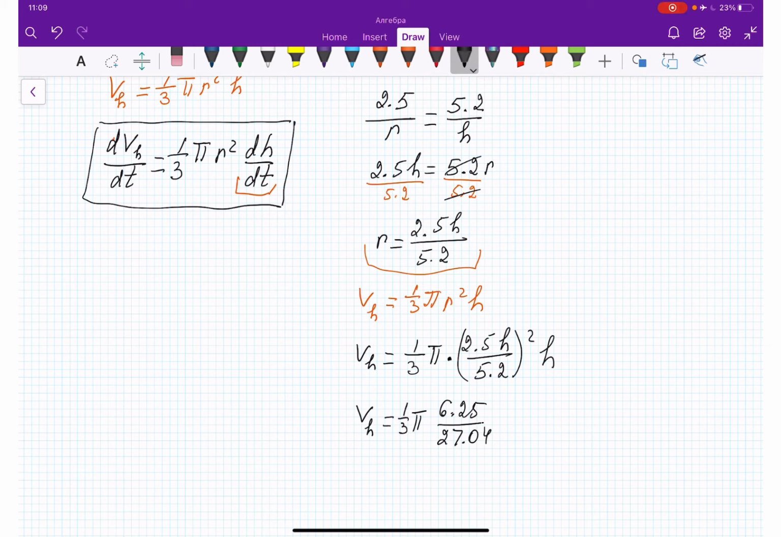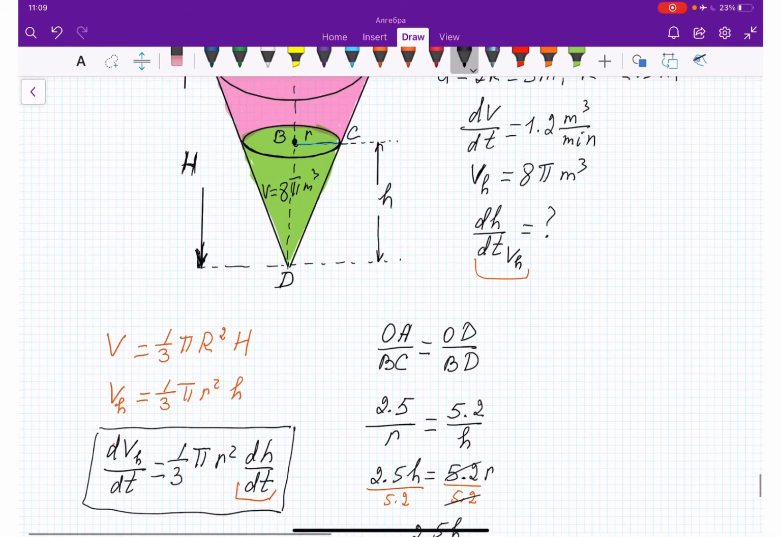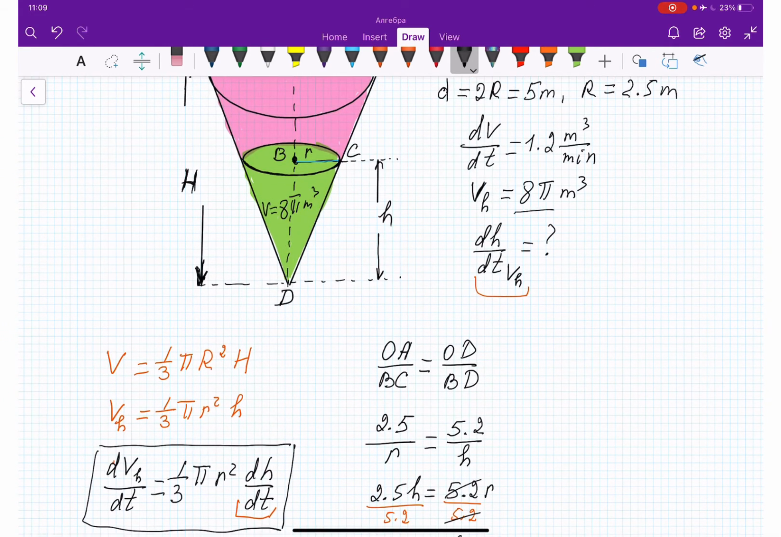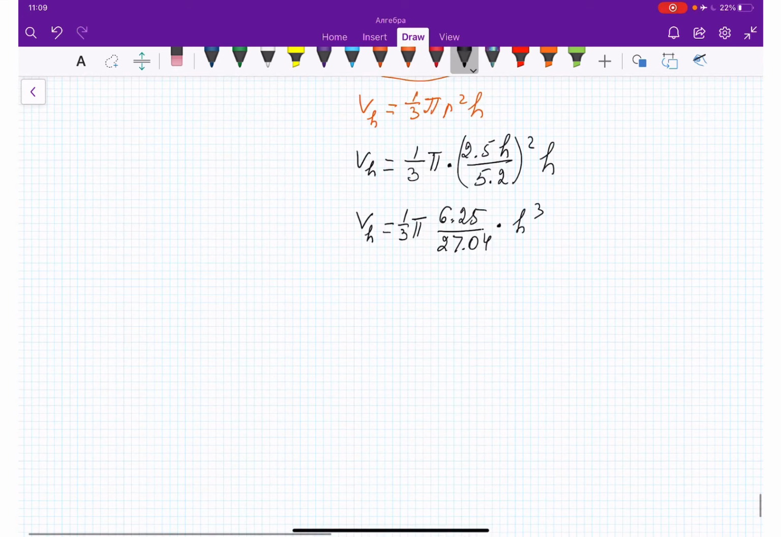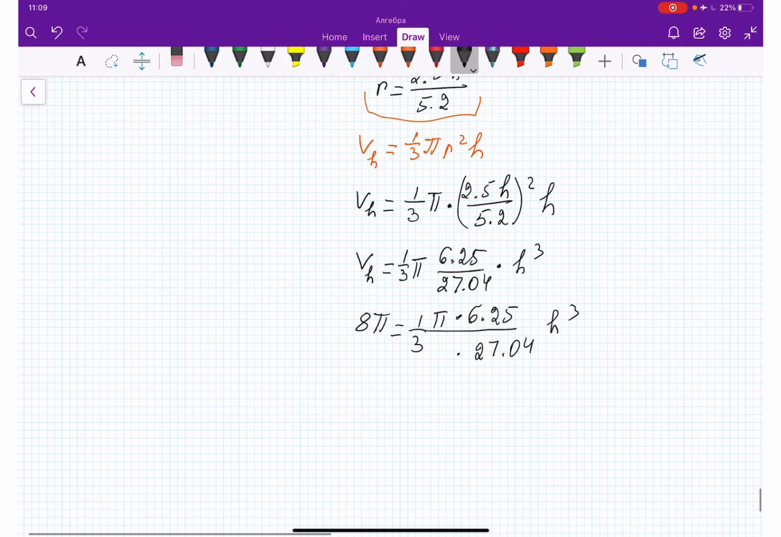Okay, and times h cubed, right? So we know that our volume on the level of h is 8 pi, correct? So I'm writing down 8 pi is equal to 1/3 of pi times 6.25 divided by 27.04 h cubed.